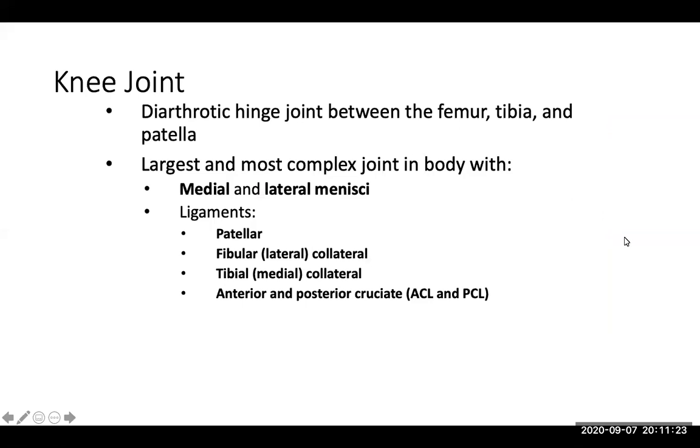The knee joint is a diarthrotic hinge joint between your femur, tibia, and patella. It's the largest and most complex joint, so many people have injuries with it. There's medial and lateral menisci. We'll see what those are. And then these are all the ligaments associated with the knee joint. You can have tears in the medial collateral ligament, lateral collateral ligament, but you often hear about tears in the ACL or PCL, which are ligaments within the joint itself.